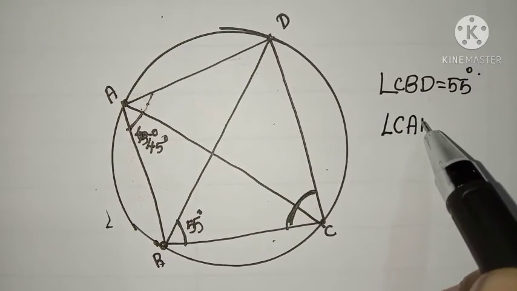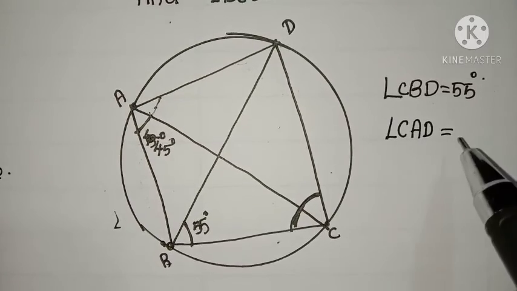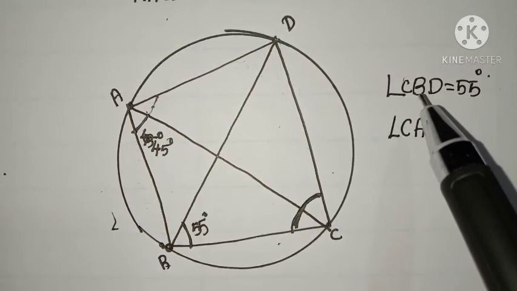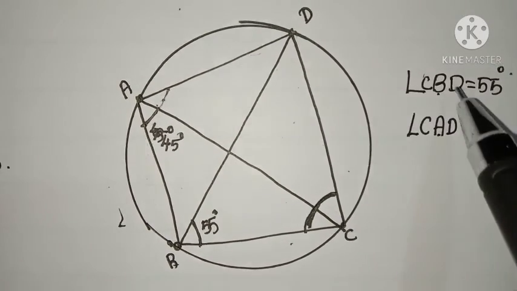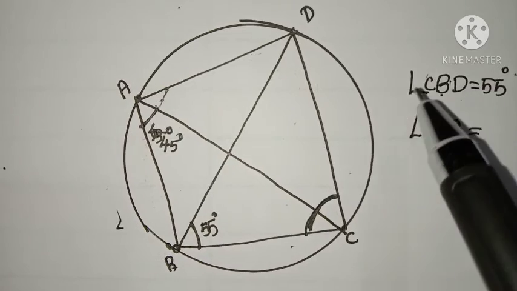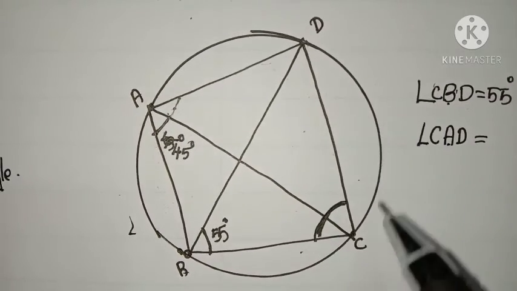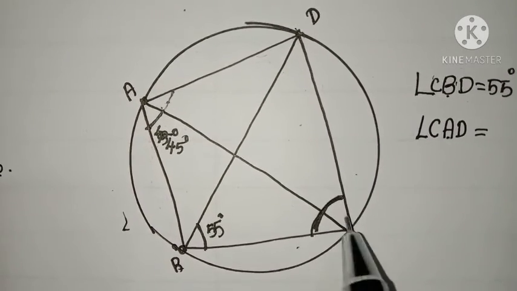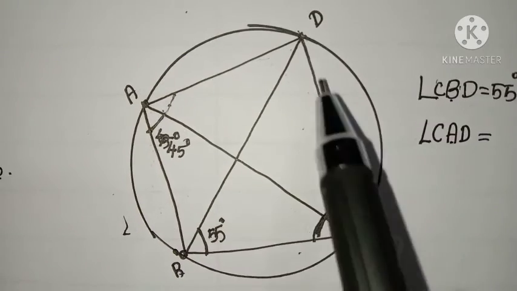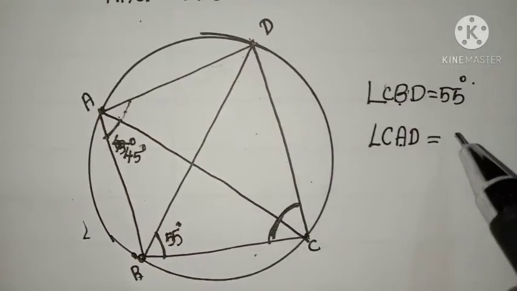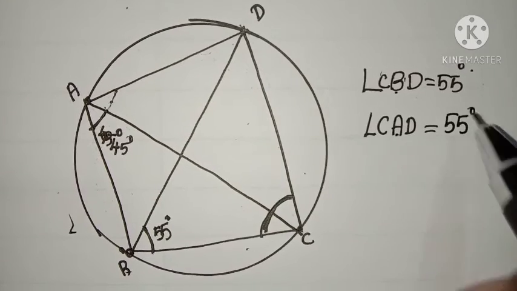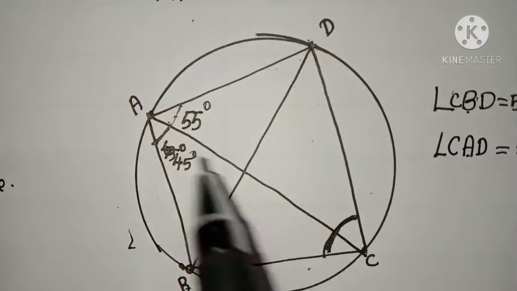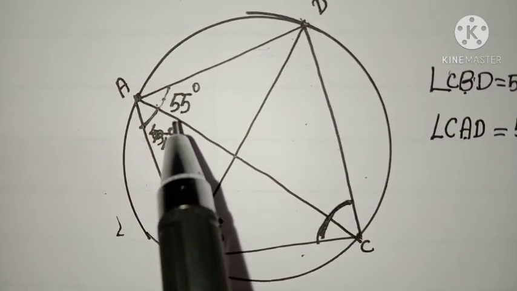Now, if angle CBD is equal to 55 degrees, can you say what angle CAD is? Look at the endpoints C and D. Angle B and angle A are two angles in the same segment CD. So angle CBD and angle CAD are two angles in the same segment CD and therefore they are equal by a theorem: angles in the same segment are equal. So angle CAD is equal to 55 degrees.